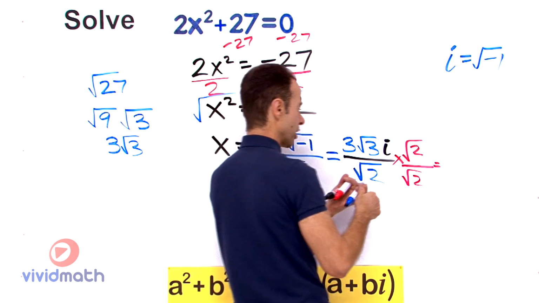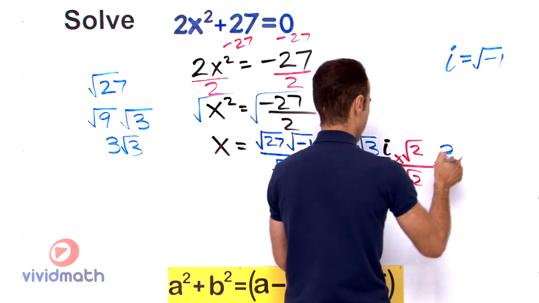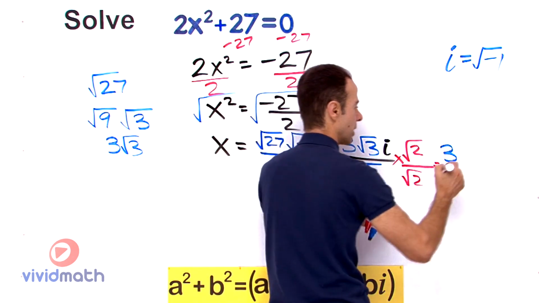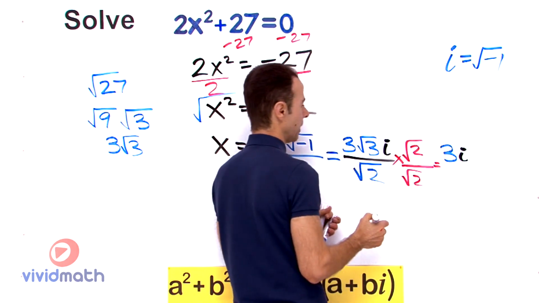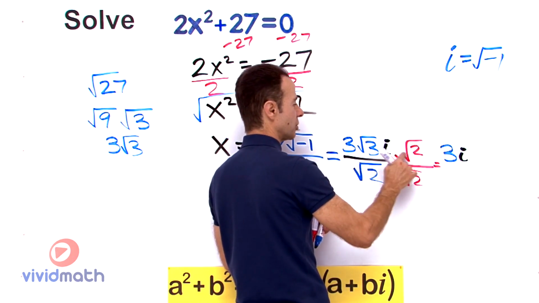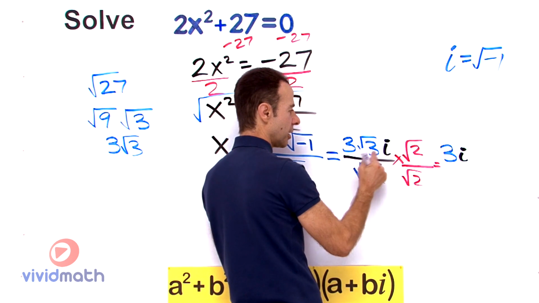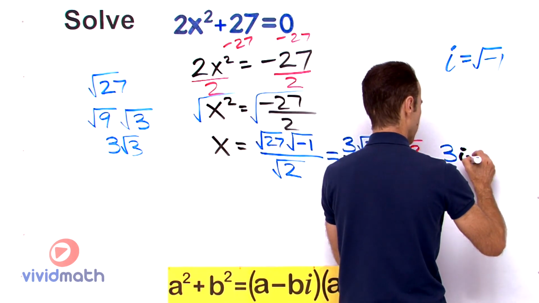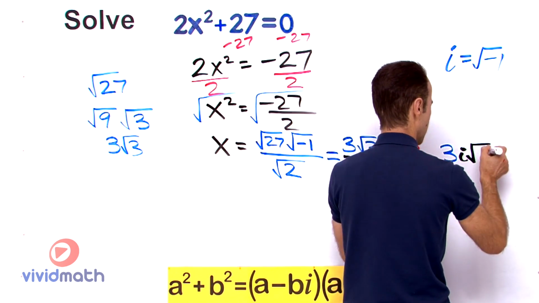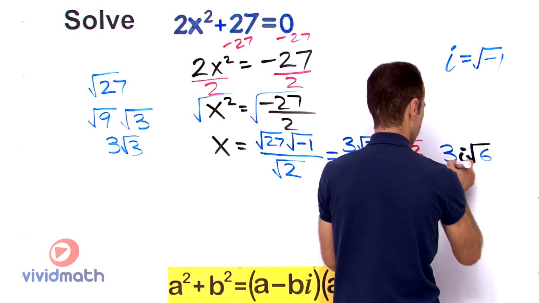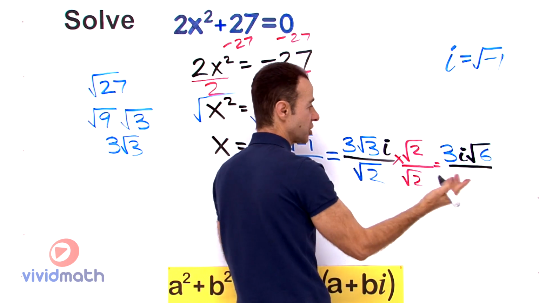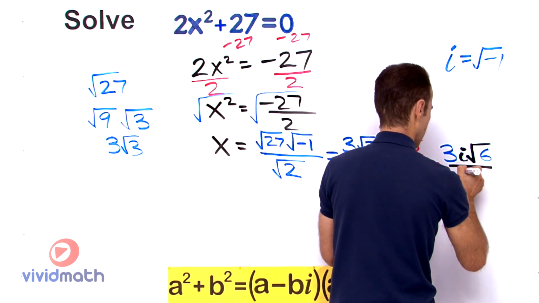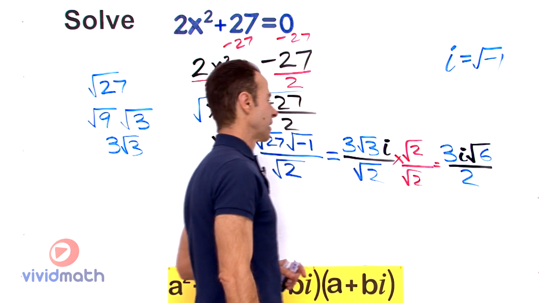The 3i stays the same. Root 3 times root 2, because they're both under the same radical, 2 times 3 is 6, so that's the square root of 6. All over, square root of 2 times square root of 2 is just 2. Okay, now we're starting to get a solution.